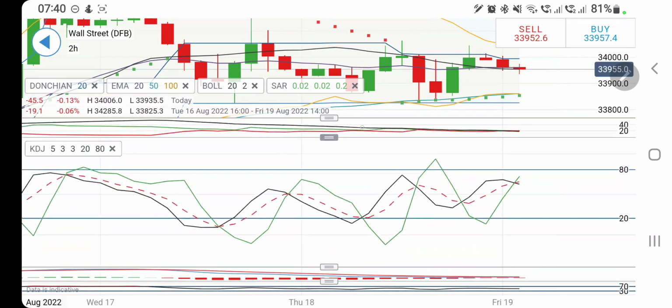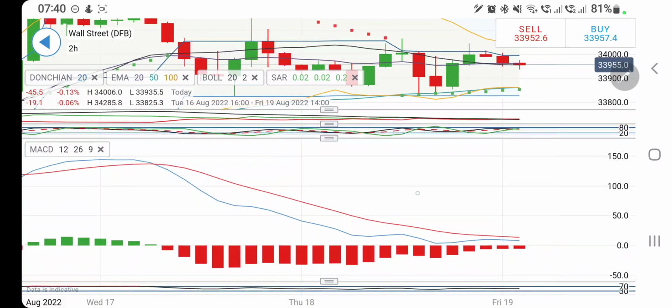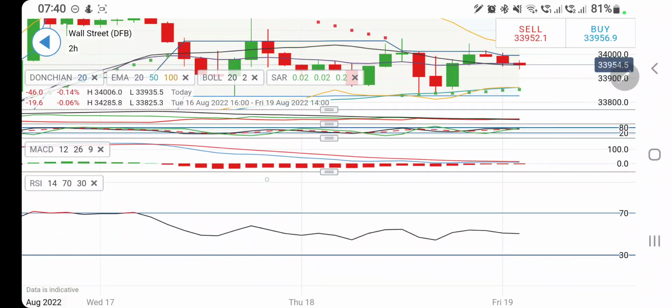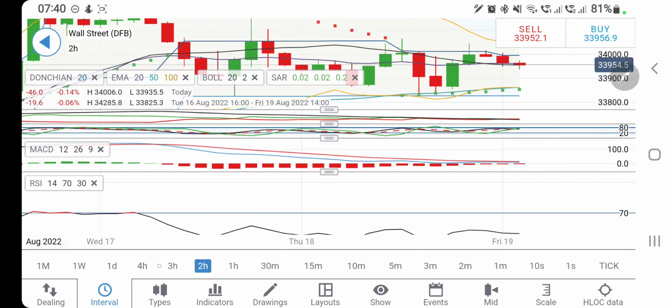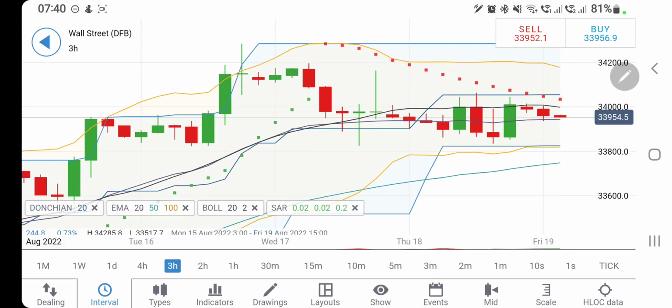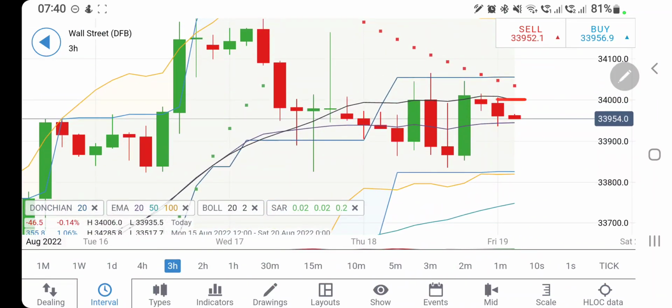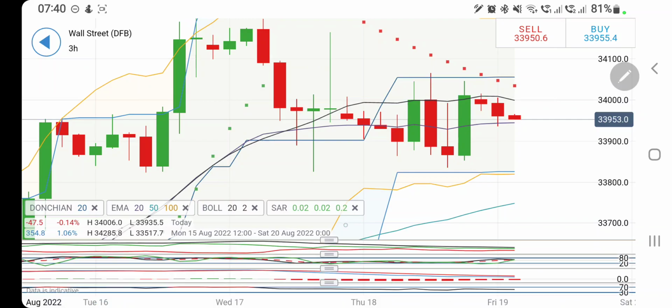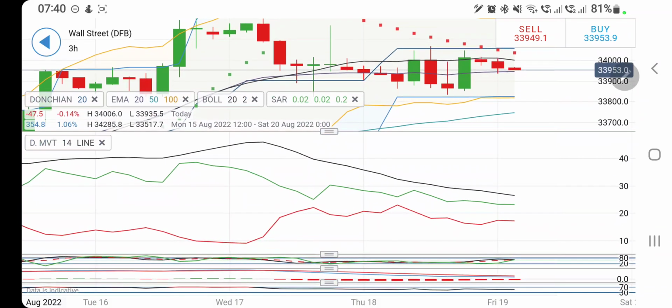On the 3-hour chart, directional movement is not indicative of anything. Stochastic is looking downwards. MACD is bearish, trying to trade with a slight bearishness. RSI is trading flat, and on the 3-hour charts the bearishness is slightly increasing, and probably this time it can again go down. 33900 you can look out for, and in fact 33850 levels you can watch out for. Below 33800 definitely it will call for a stronger fall. Only long entries beyond 34020.